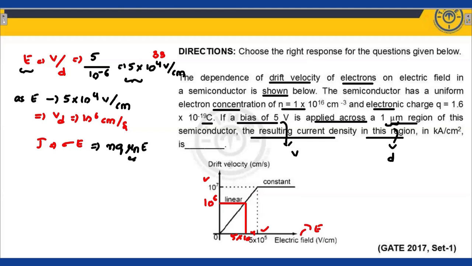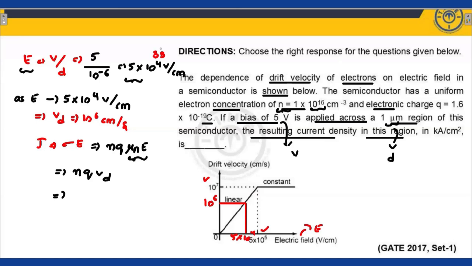But what is this value? This is nothing but N Q into VD, the drift velocity. The VD value is okay, but what is the value of N? He has given the doping concentration here. This is the N value, my dear friends.